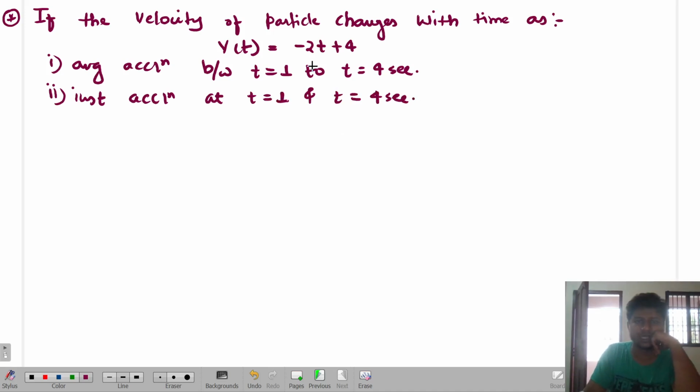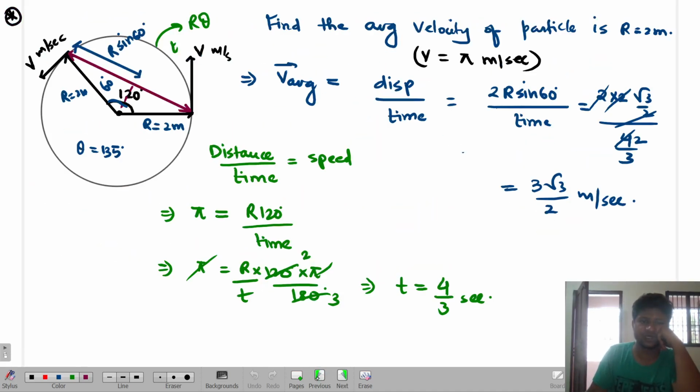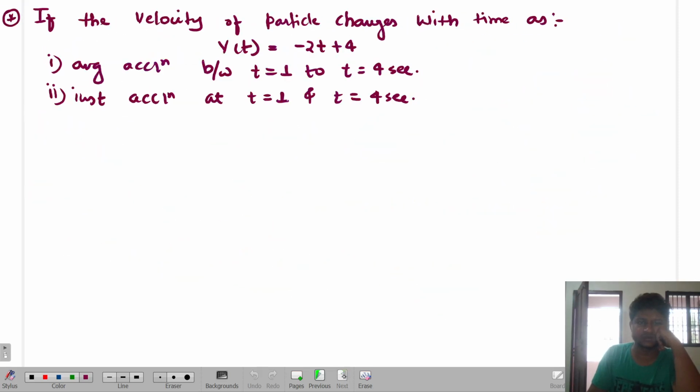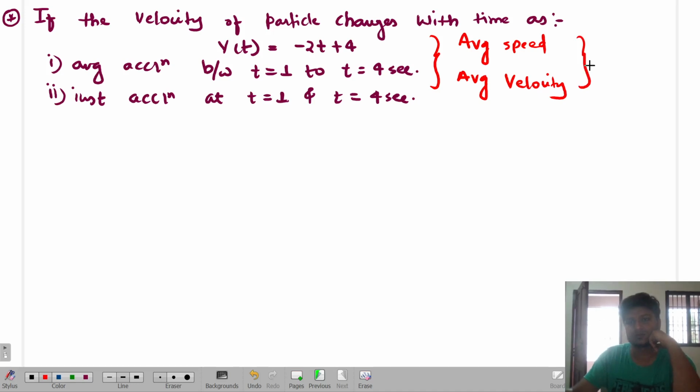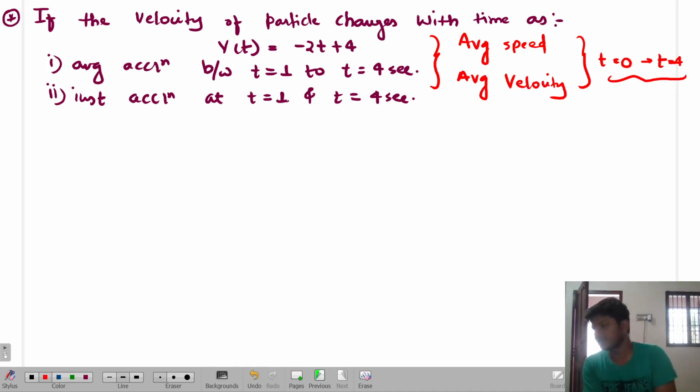As v of t is given, I can even find average speed and average velocity, isn't it? So that is your homework problem, that you will show me. You have to solve average speed and average velocity from time t equal to 0 to t equal to 4 seconds. Do the first question first. First and second you do. The second part is your homework.